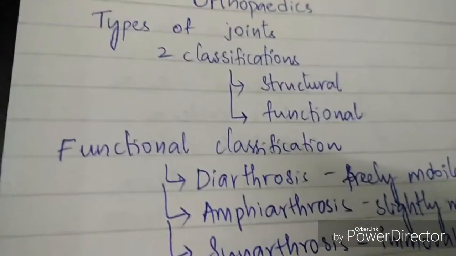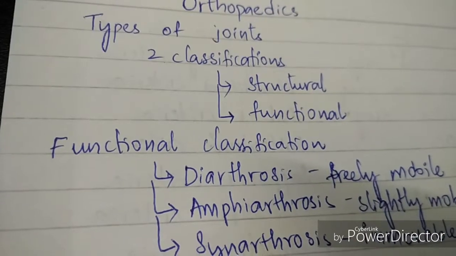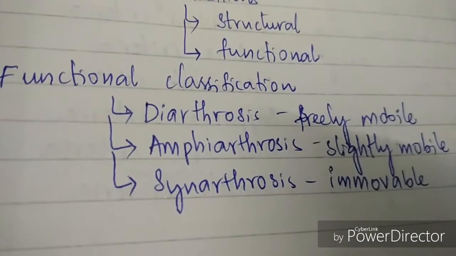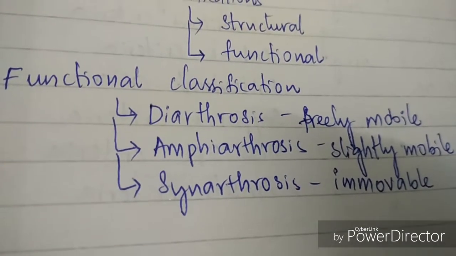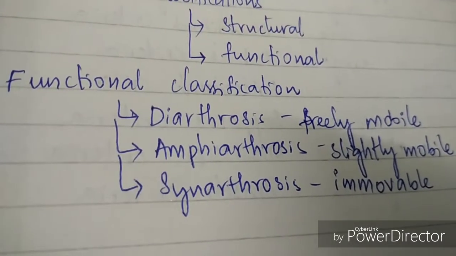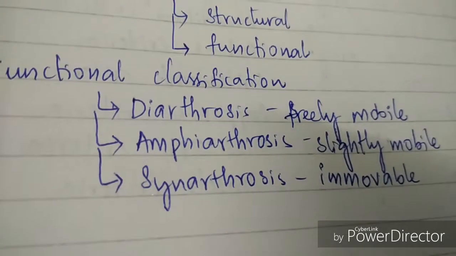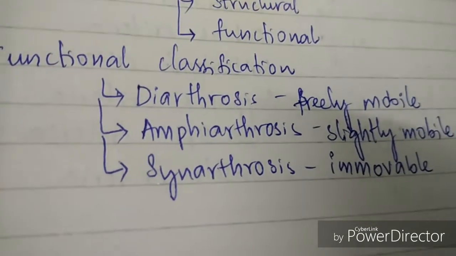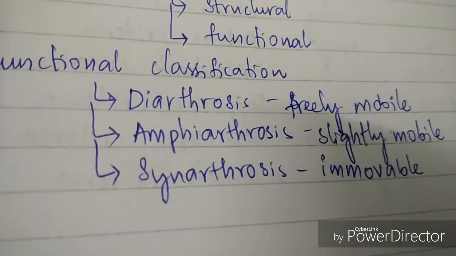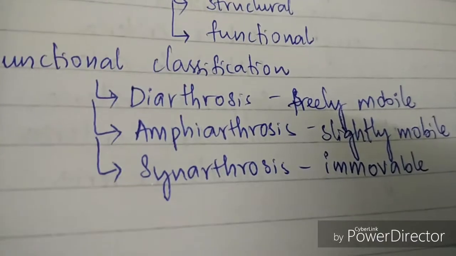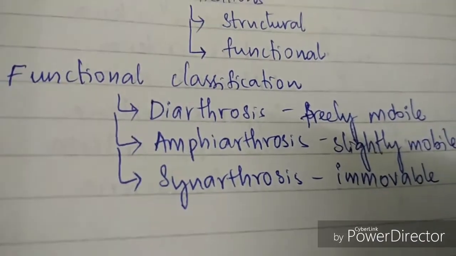So, there are two types of classification of joints: structural and functional. Functional is the simple one. We classify the joints based on their mobility. There are three types: diarthrosis, amphiarthrosis, and synarthrosis. Diarthrosis are freely mobile joints. Amphiarthrosis are slightly mobile joints. Synarthrosis are immovable joints.